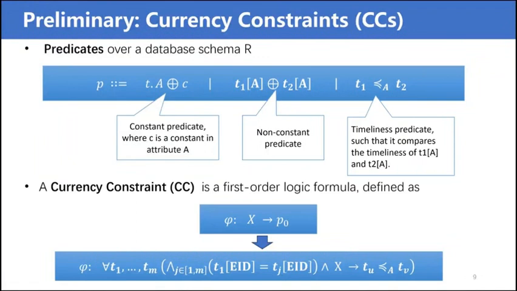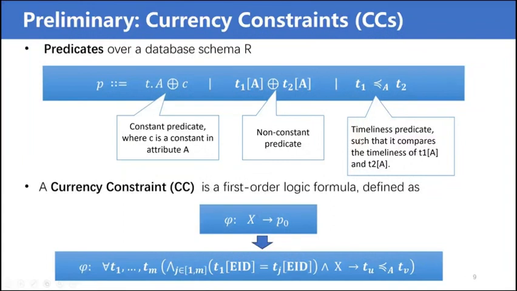Okay, now I will introduce the predicates. We use P to denote the predicates, and it consists of 3 parts. The first is the constant predicates, where C is a constant in the attribute A, and the second part is the non-constant predicates. We use a comparison operator to compare 2 values, the value of attribute A between 2 tuples T1 and T2. The final part is a temporal order, which is also a timeliness predicate, such that it compares the timeliness of attribute A of T1 and T2.